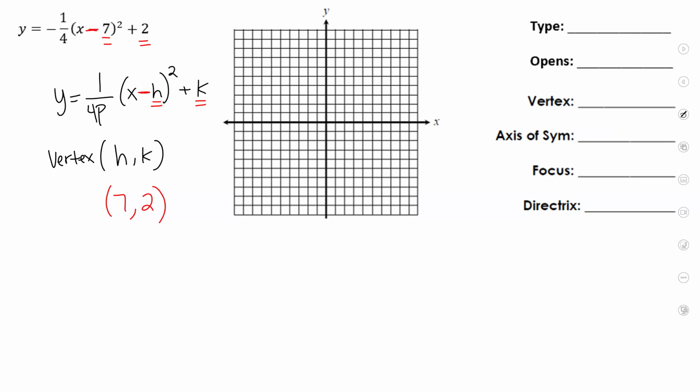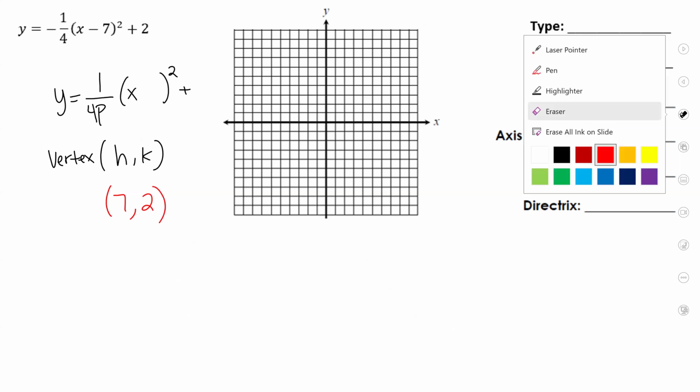Your h value is 7. So basically, if you just have a minus in here, it's going to be opposite. If this was a plus 7, then this would be a negative 7. It's always going to be opposite. What is inside of the parentheses will look opposite when you put it in your vertex. Okay.